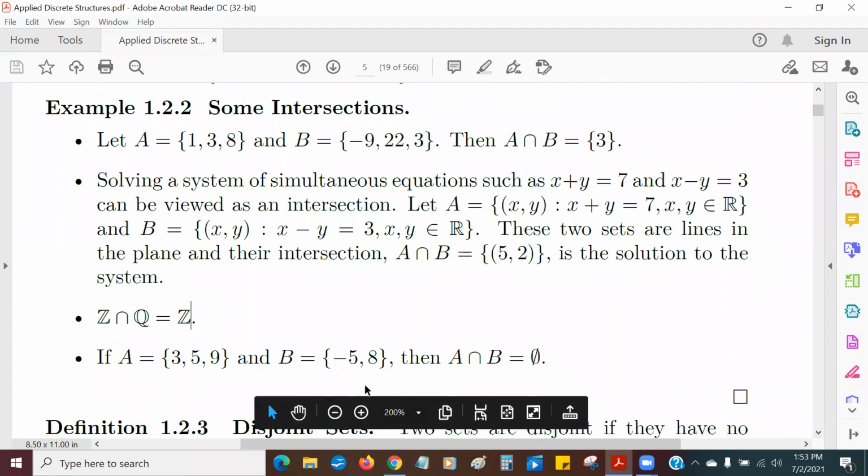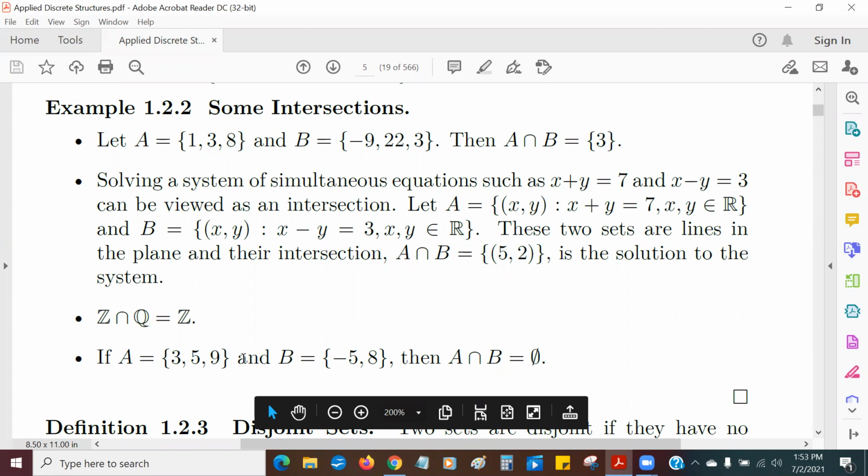Okay, if A is {3, 5, 9} and B is {-5, 8}, then A intersect B is the empty set, because if there are no common elements, there's nothing. 3 is in A, but it's not in B, -5 is in B, but it's not in A, and so forth.